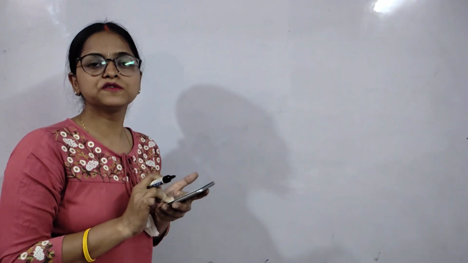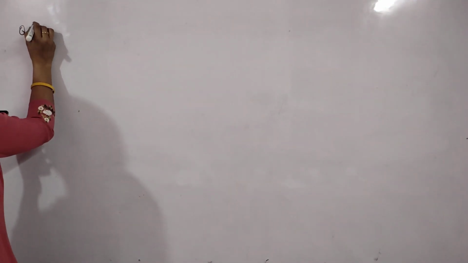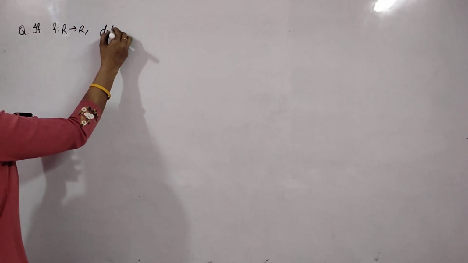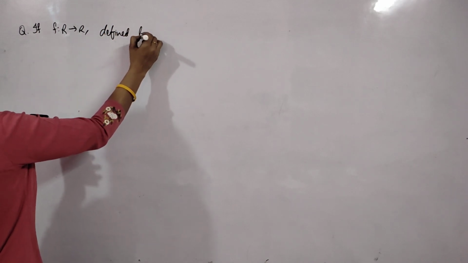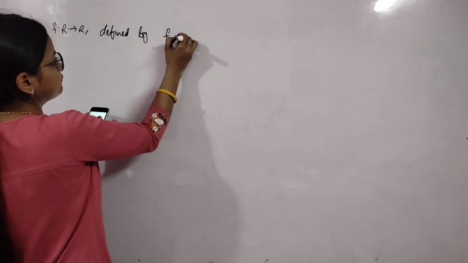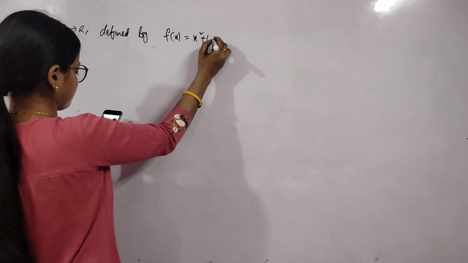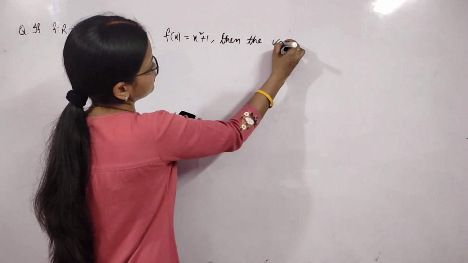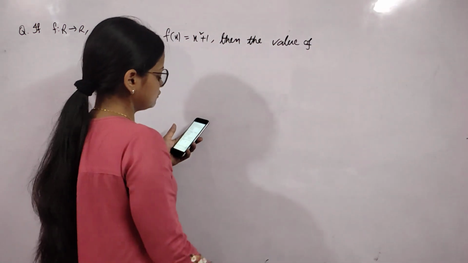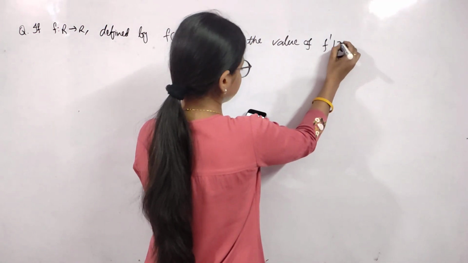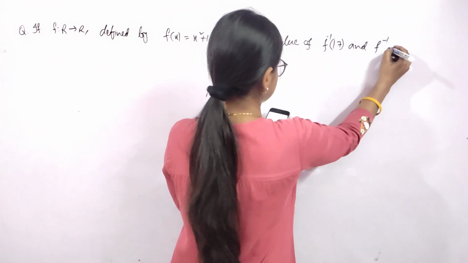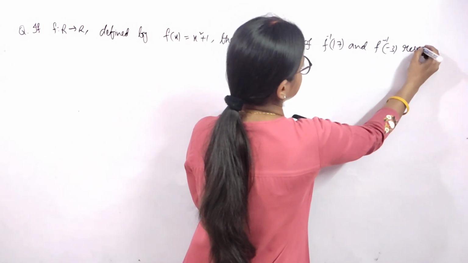Let us now solve an MCQ question in the relations and functions chapter. The given question is: if f maps from R to R defined by f of x is equal to x square plus 1, then the values of f inverse of 17 and f inverse of minus 3 respectively are.